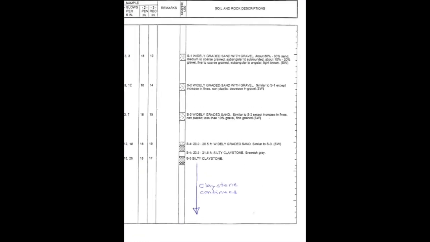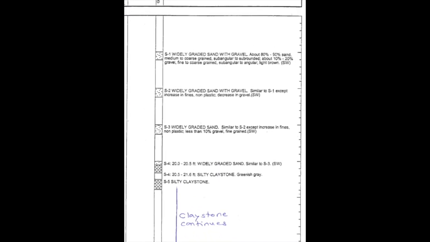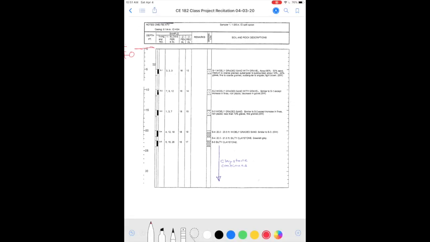Let's zoom it in and see. The description is widely graded sand with gravel, widely graded sand with gravel, widely graded sand, and so on. And the sand, gravelly sand, stops at about 20.5 feet, and below that it is all claystone. So claystone is a type of soft rock which starts almost here. It's a soft rock with very low permeability.